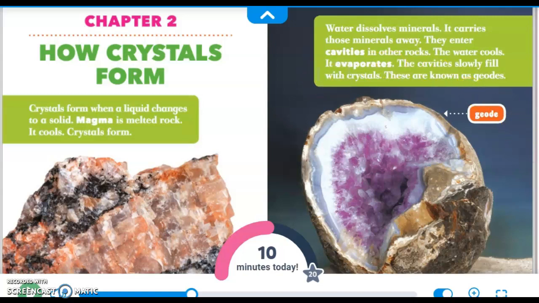So we are going to stop here, and on the next slide, you are going to give me the definition of the word evaporates. Think about what you've learned in science. Use all of your background knowledge to do your best to come up with the definition of the word evaporates.